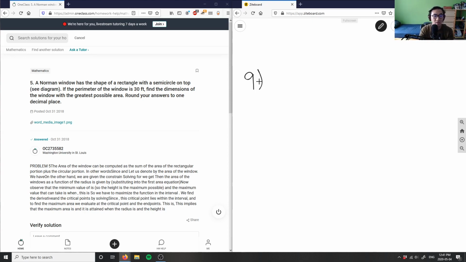So this is actually part of a grade 12 calculus question. This is the concept of optimization. So basically what we're going to have to do is first draw a diagram. So let me draw a diagram first. So we have a shape of a rectangle with a semicircle on top. So it probably looks something like this here.